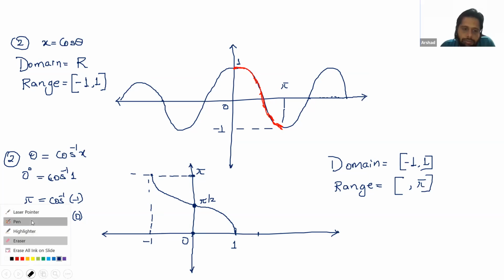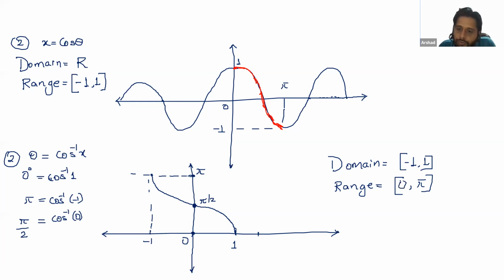Okay, let me complete this first. Okay, so what you are saying? Why not minus pi by 2 to pi by 2? So if we check from the original graph here, sorry, this is 0. So this should be minus pi by 2. And this should be pi by 2.